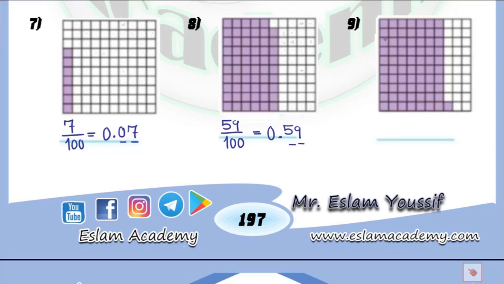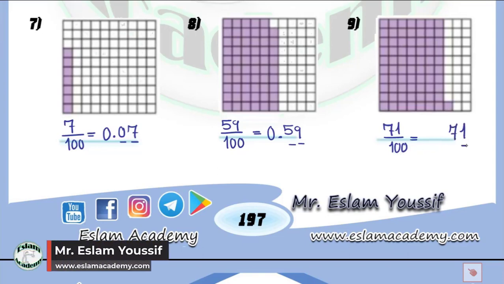Now if you look at question number 9, you will find that we have 7 full columns, which represent 70, and 1 small square, so it will be 71. So we have here 71 out of 100. To write it as a decimal, just write 71, and because we have 100, count 2 digits from the right, then put the decimal point. So it will be 0.71.